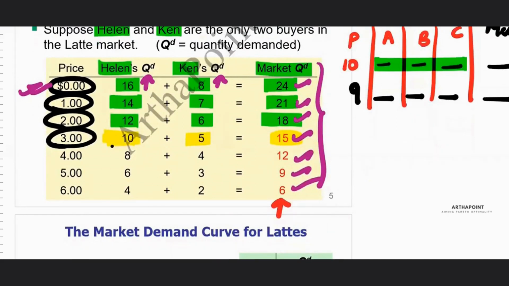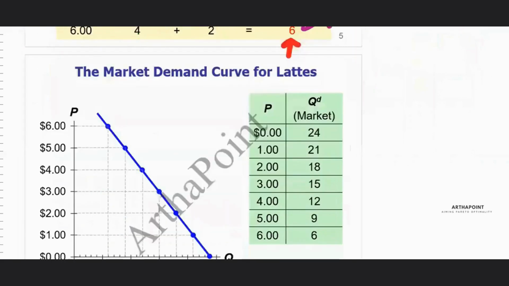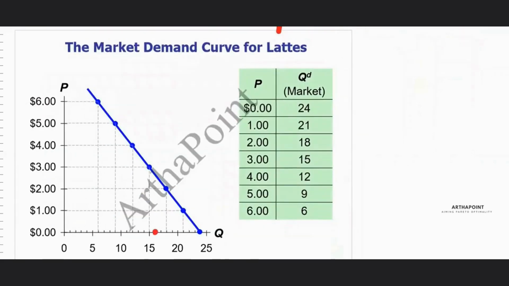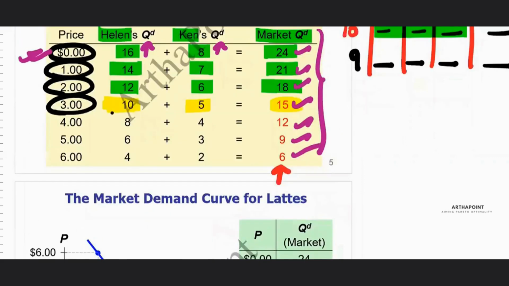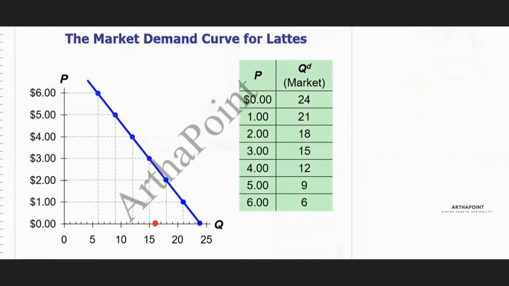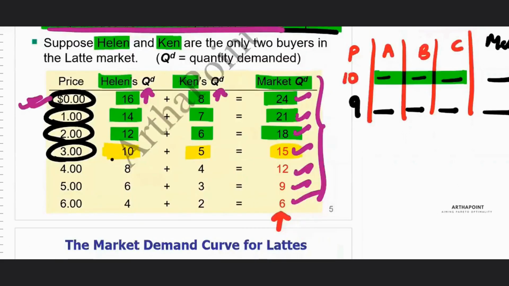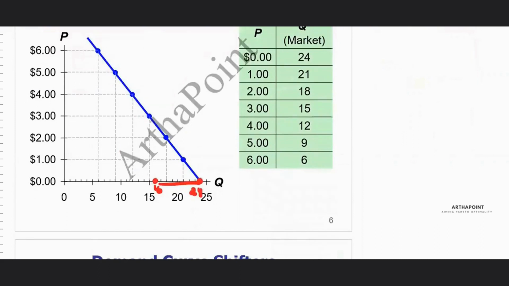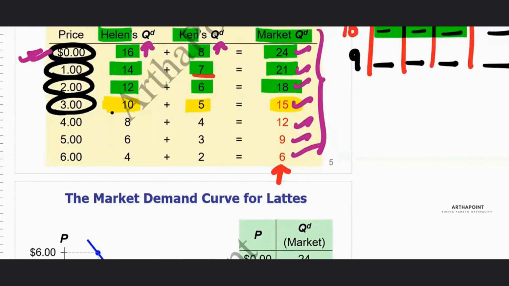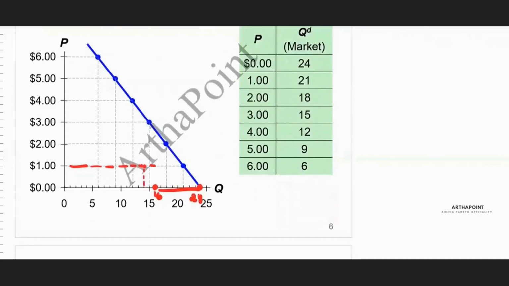So if you notice, because this is my market demand, what am I doing? At price 0, Helen was demanding 16 units. And then Ken demanded another 8 units. So I add 8 to this: 16 and 8 more makes 24. This is the market demand. Similarly, at $1, Helen was demanding 14 units, and to these 14, I added 7 more and got 21 units. So this is the demand of the market.